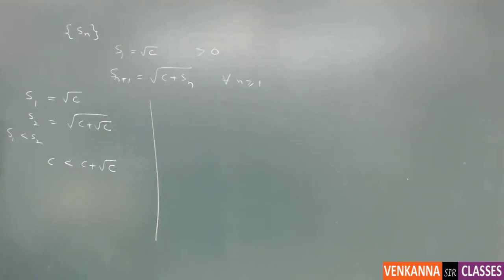By simply observing the term values, I am saying that. So applying root on both sides, root C is less than root of C plus root C. Hence, S1 is less than S2. So for n is equal to 1, the sequence is increasing. It is only the construction part. How good you are at your logic in getting a construction means you have solved the problem. That is the idea behind this. Okay. Is this step clear for everyone?